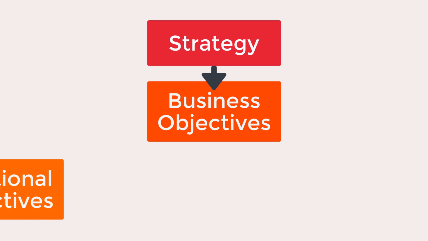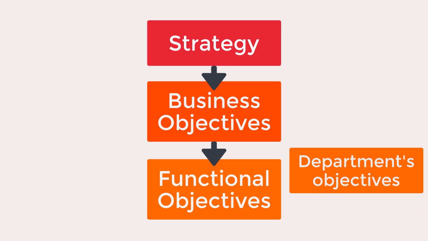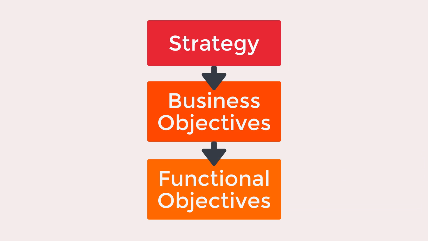Then comes functional objectives, also known as departmental objectives, and functional objectives are derived from business objectives. Without business objectives, you can't have functional objectives. So to follow the order, you have to have a strategy to have business objectives, and you have to have business objectives to have functional or departmental objectives.